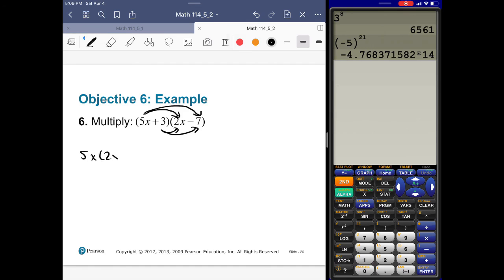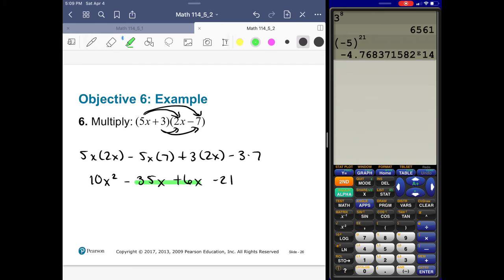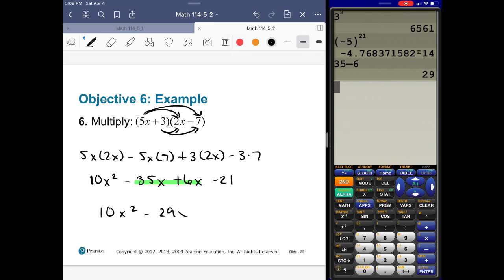Okay. So I have 5x times 2x minus 7, plus 3 times 2x minus 7. So 5x times 2x, 5x times negative 7, plus 3 times 2x, minus 3 times 7. That's going to become 10x squared minus 35x plus 6x minus 21. Do we have like terms? Yes, we do. These two right there. So this becomes 10x squared minus 29x minus 21.